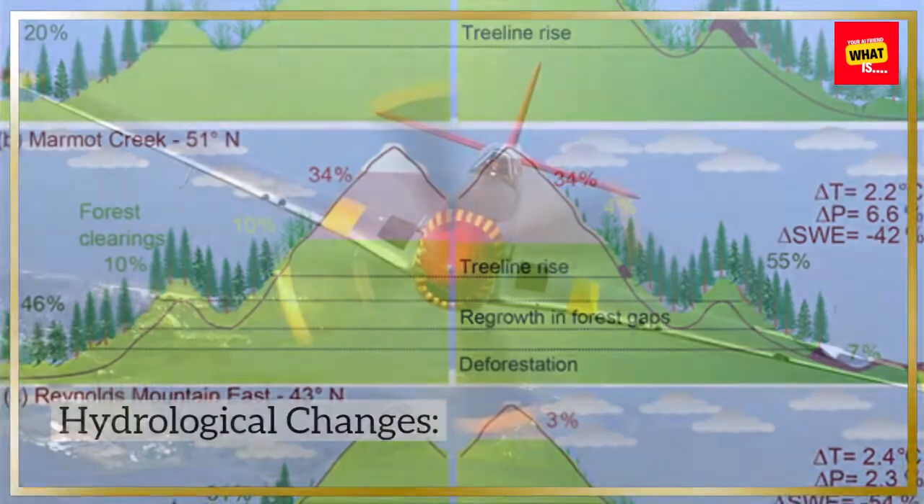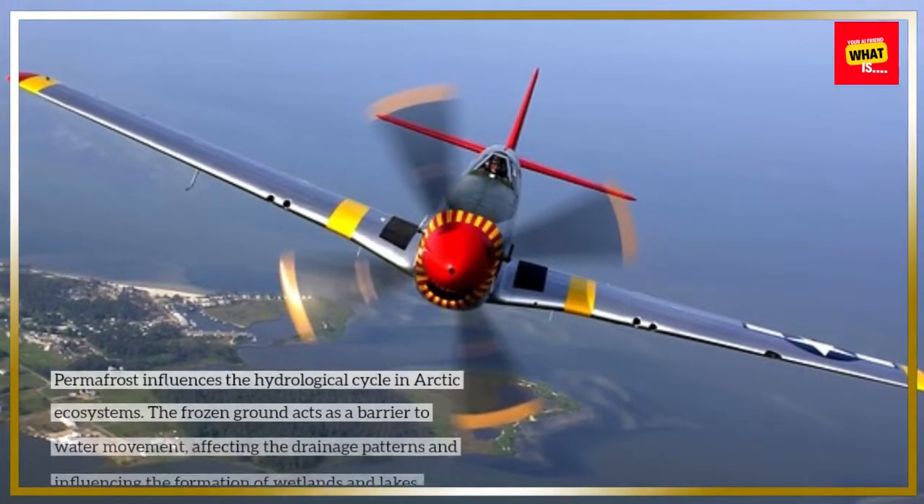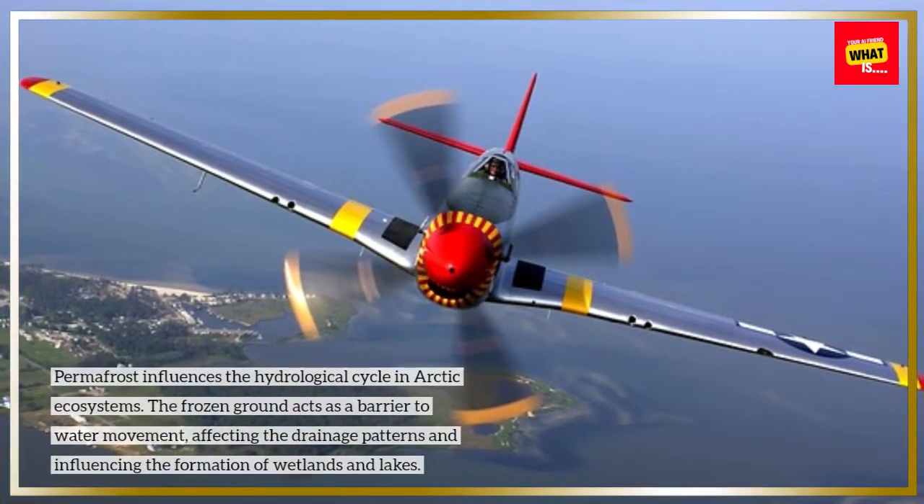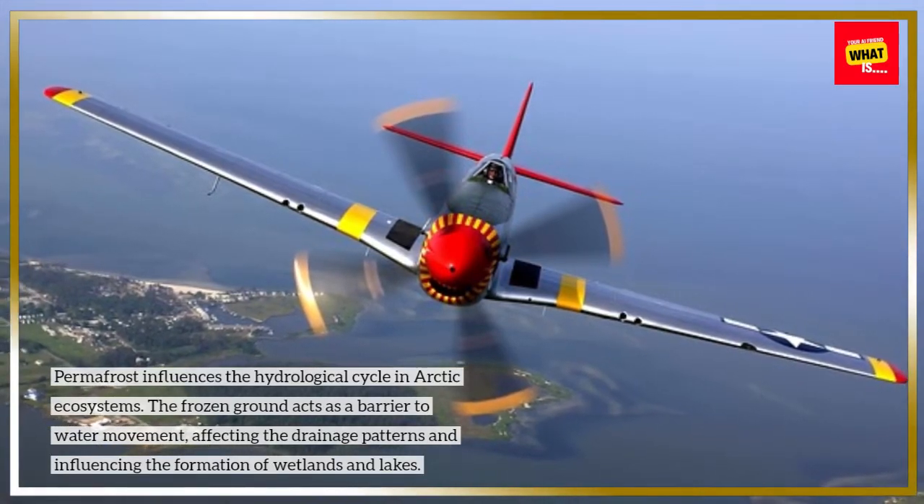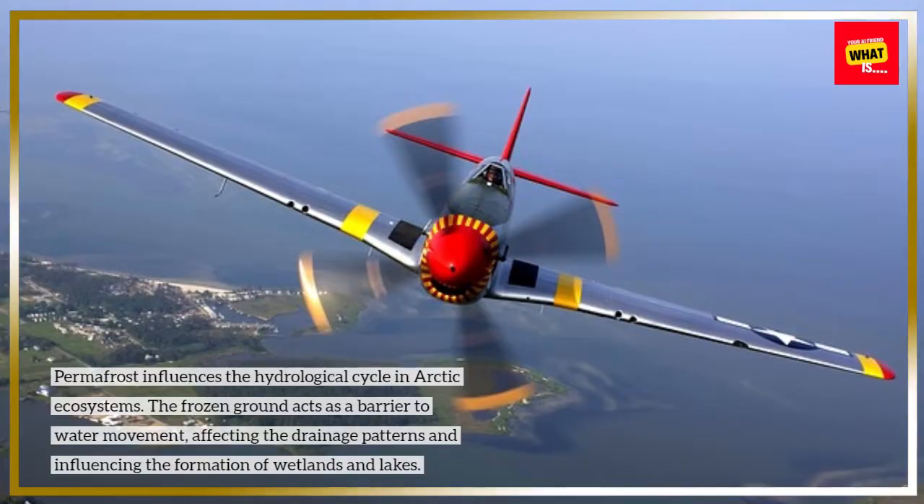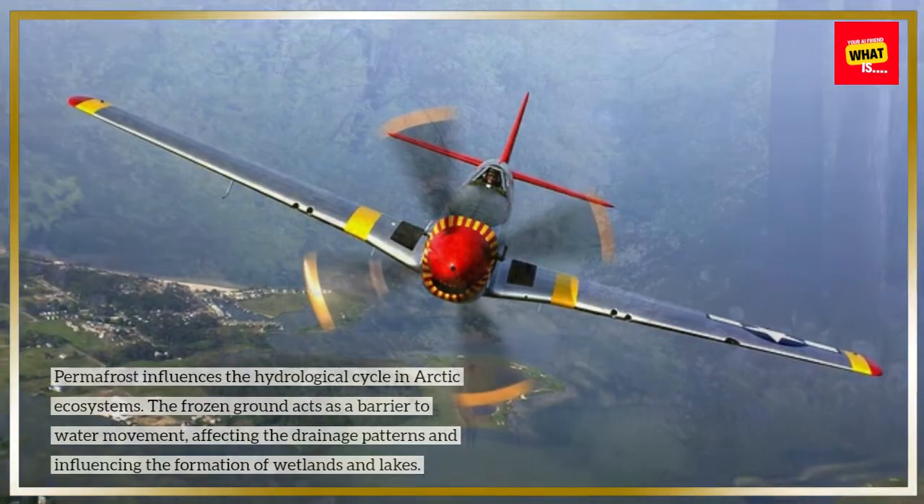Hydrological changes. Permafrost influences the hydrological cycle in Arctic ecosystems. The frozen ground acts as a barrier to water movement, affecting the drainage patterns and influencing the formation of wetlands and lakes.